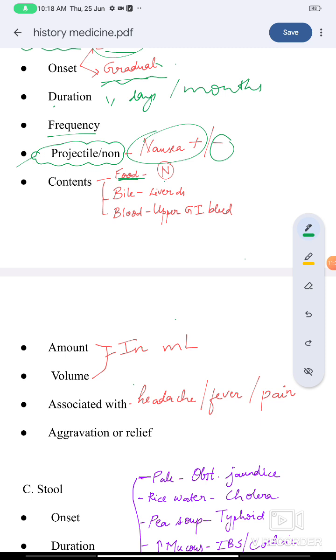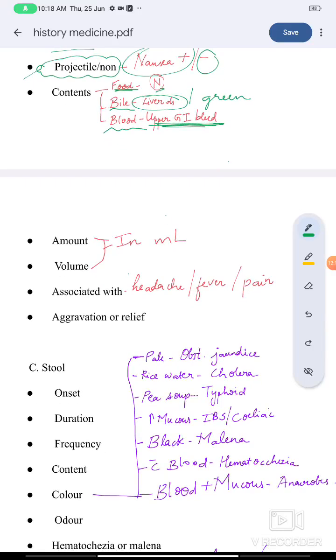Next comes the contents of the vomiting. Presence of food particles is normal. Apart from that, there may be bile, that is green colored vomiting. Greenish clots or green colored vomiting, it is indicative of problem with hepatobiliary system. Next comes, if you see blood in vomiting, blood or blood clots or red colored vomiting, it is suggestive of upper GI bleed, means bleed in the stomach and esophagus. So upper GI bleed, it is responsible for blood in vomitus.